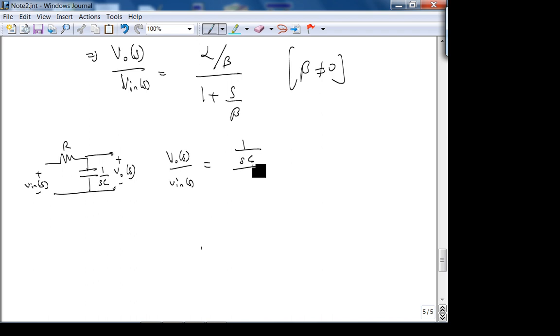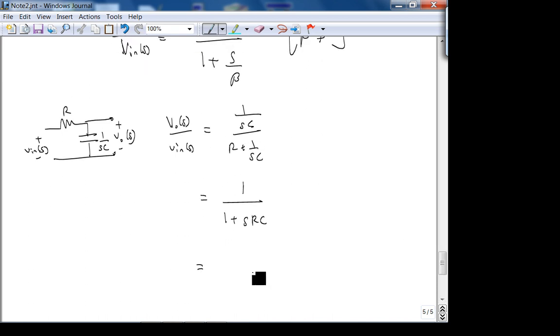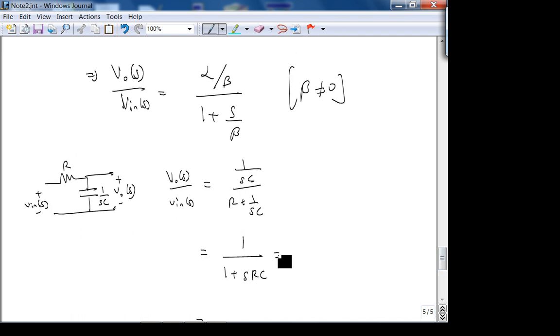By voltage divider, since we're in the S domain. Yes? This works. So multiply and divide by SC. Correct? Yeah? So I can write this, actually let me just leave it as it is.